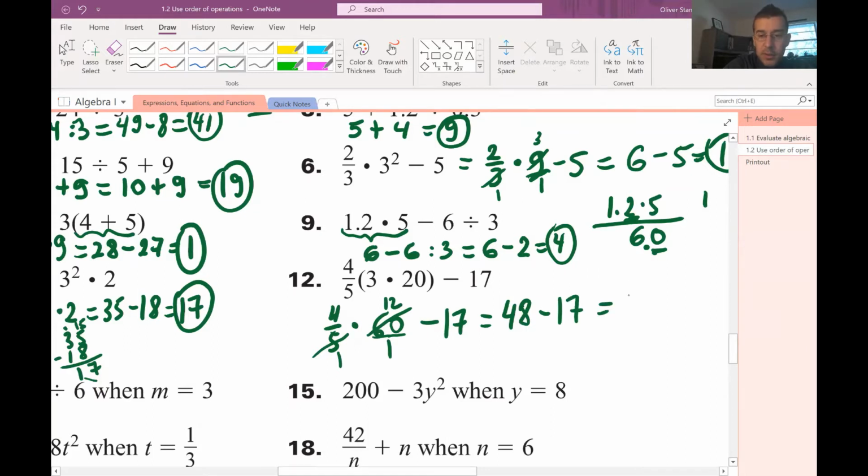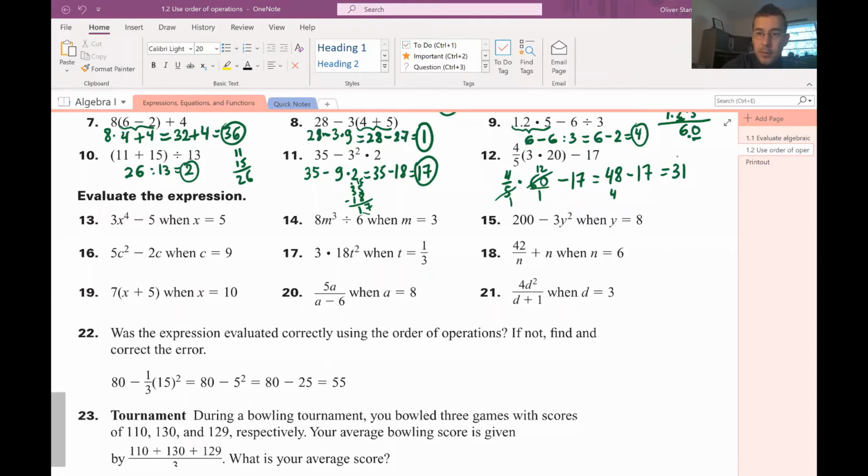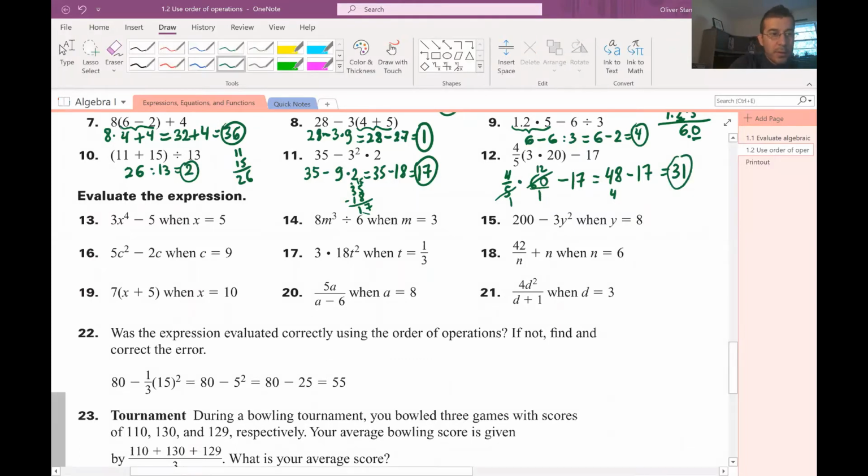Which is 31. Right? And if you're not sure, you can always do this on the side. 8 minus 7 is 1. 4 minus 1 is 3. 31 is the answer. Okay, so 31. And then number 13, 3 times x to the 4th minus 5.